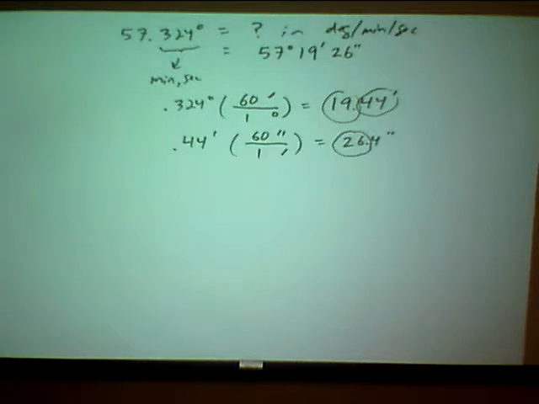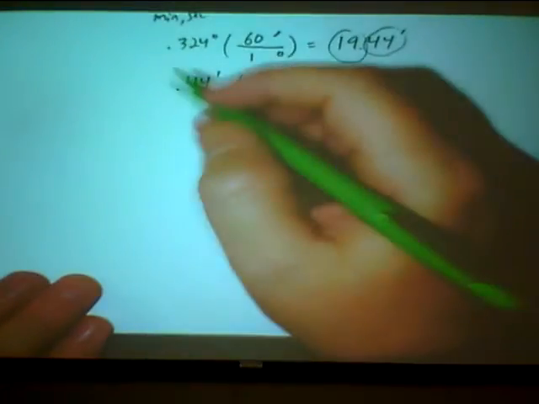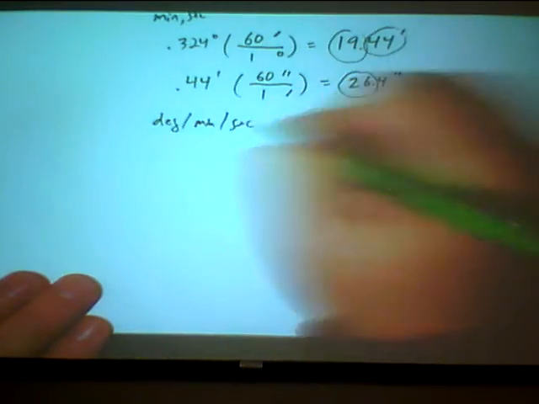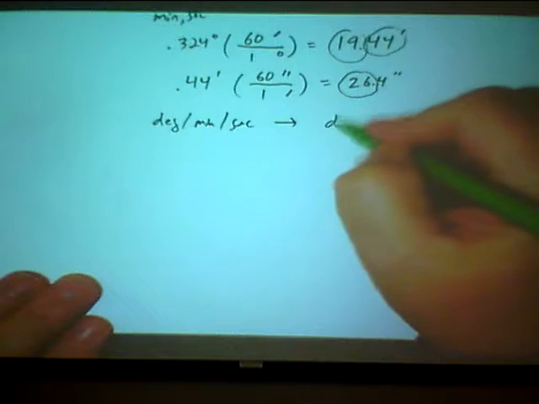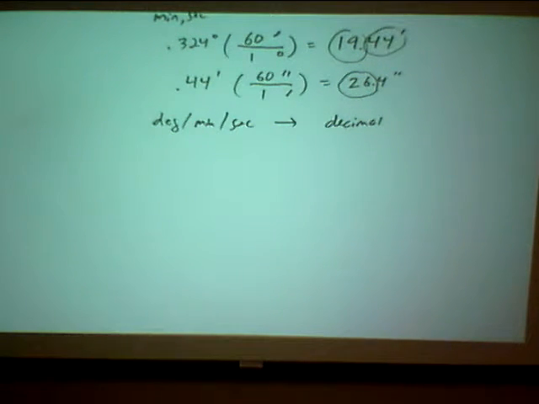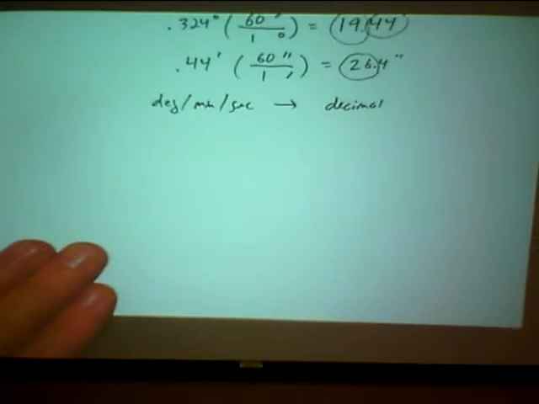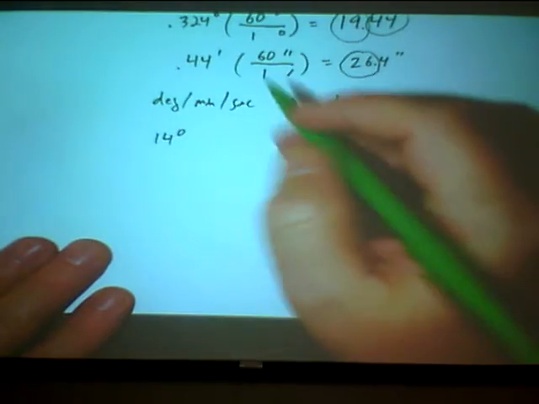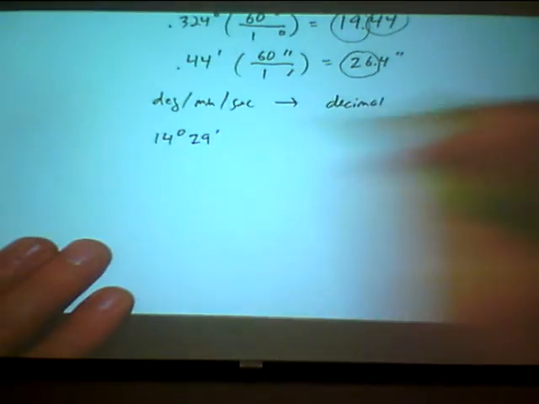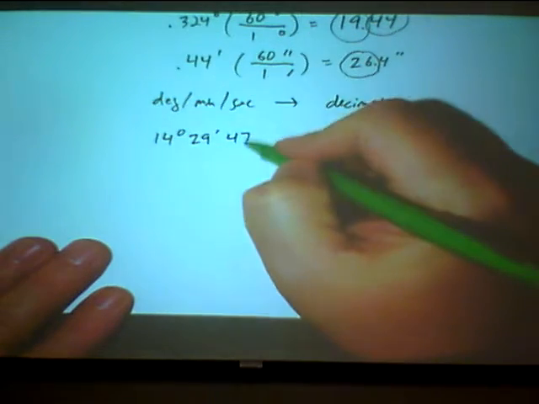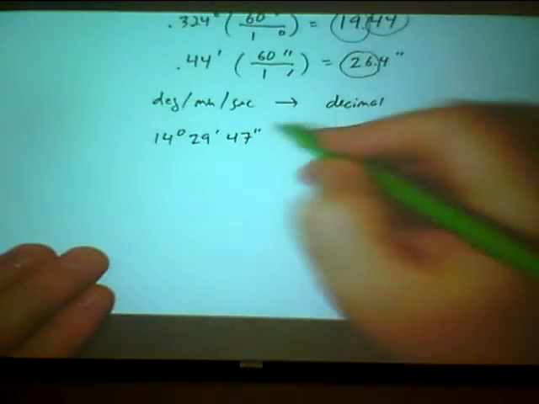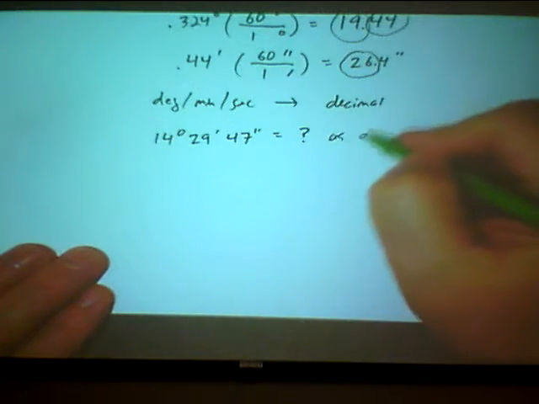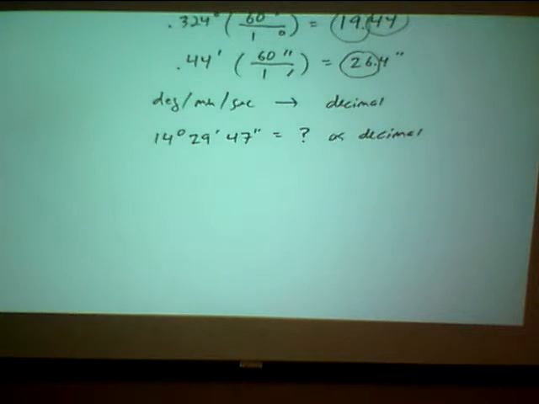All right, now let's flip it around, and let's go from having an angle in degrees and minutes and seconds and rewriting it as just a decimal. So here's the example we're going to do. I have an angle of 14 degrees, 29 minutes, and 47 seconds. And I want to know what that is going to be equal to written as a decimal.